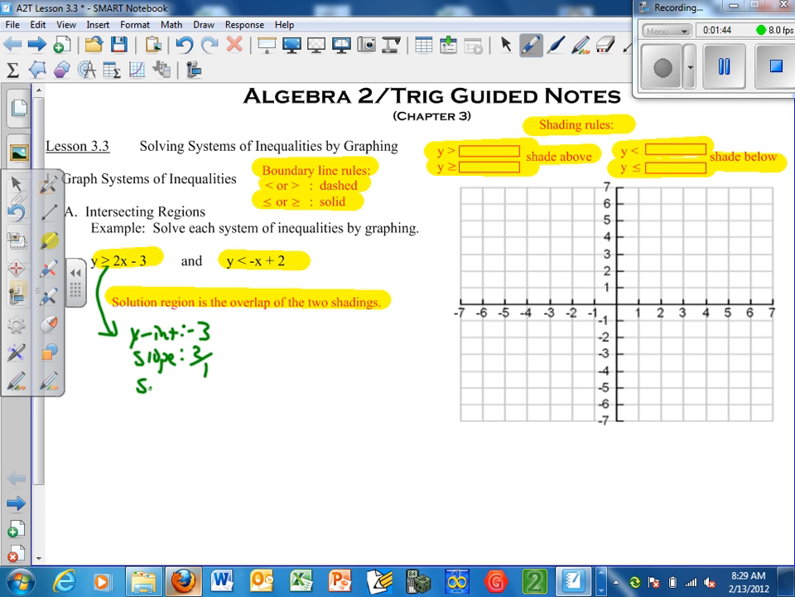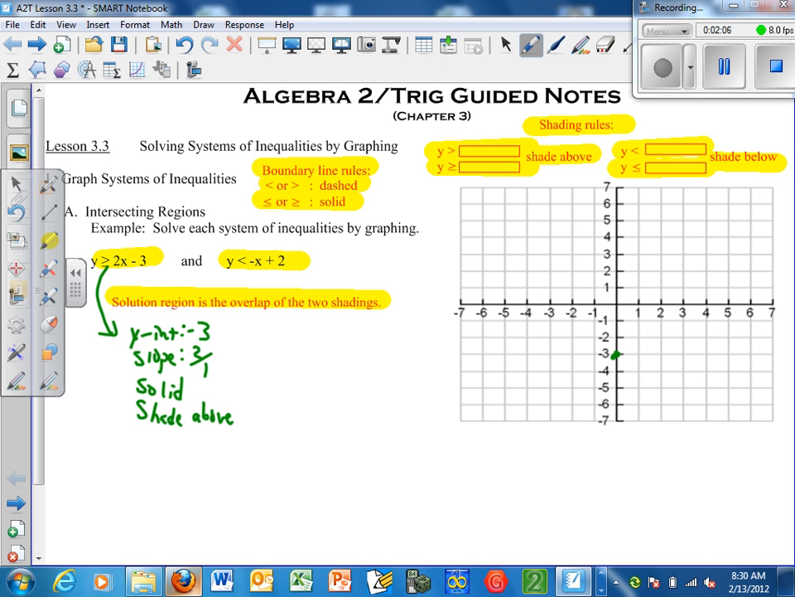I'm going to use a solid boundary line for that one, because of the symbols, got the equal to part on it, and I'm going to shade above. So let's go ahead and graph that now before we look at the second one. The y-intercept is -3. Plot that on the y-axis.